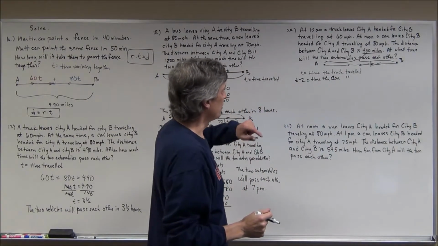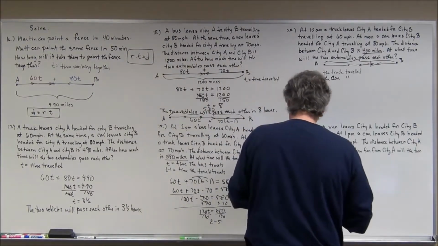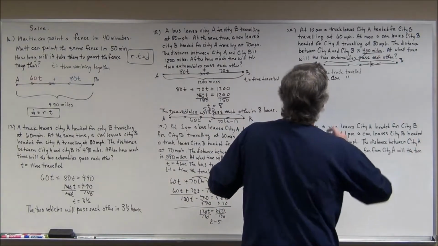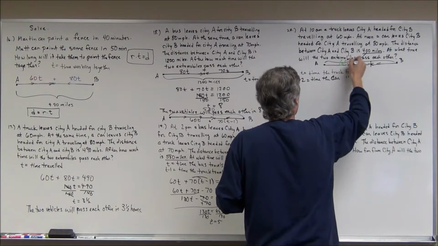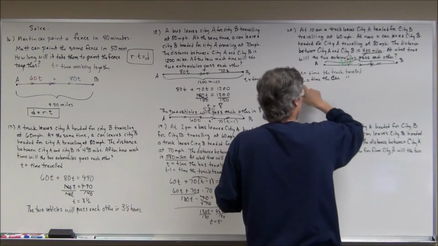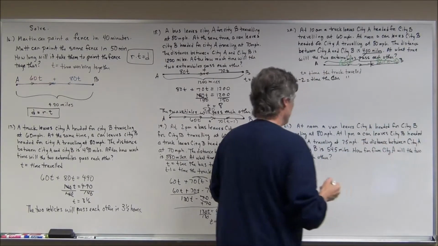So now what I'm going to do is use rate times time is distance. Maybe a different color will make this easier to see since it's getting so messy. This guy goes at 60 miles an hour for t hours. This is 60t. This guy here goes at 80 miles an hour for t minus 2 hours. This would be 80 times the quantity t minus 2.